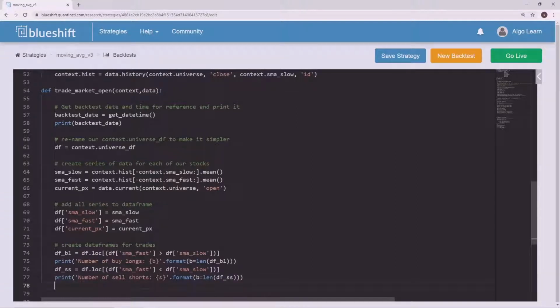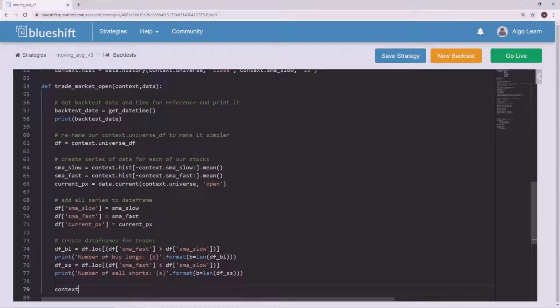All right, so we've created our data frames for our trades. Now we're going to do context. The first thing I want to do is our trading logic. I'm just going to call it create and place trades.